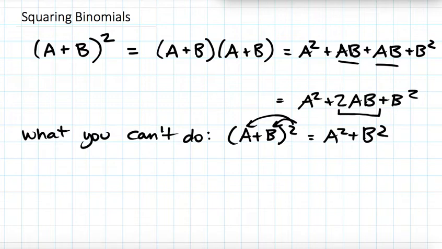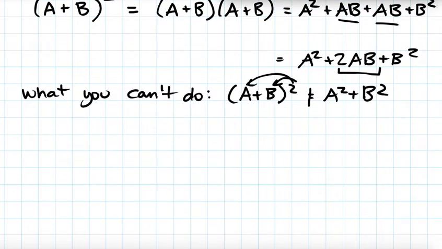It doesn't appear here if I try and do it this way. Distributing is a property of multiplication, and it only works if something is multiplied by a set of parentheses, not if a set of parentheses has an exponent on it. You can't distribute the exponent. So these are not equal.